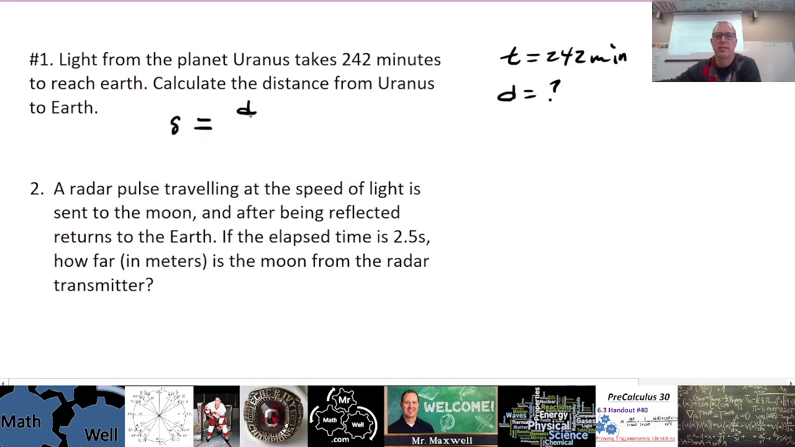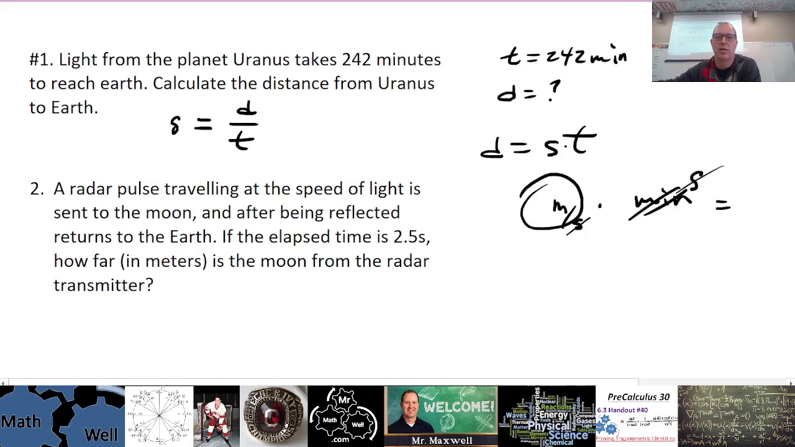Speed equals distance divided by time. We're trying to find distance, so distance equals speed times time, right? What's the speed that we're talking about in this question? Yeah, it's the speed of light, and that's going to be in meters per second. What is the time in? It's in minutes. So do we have a problem there? Yeah, we do. We can't just multiply or divide those. So we need to put the minutes into seconds. Then you can see that those will cancel off and you'll just get a distance in meters. So that's how you do number one.